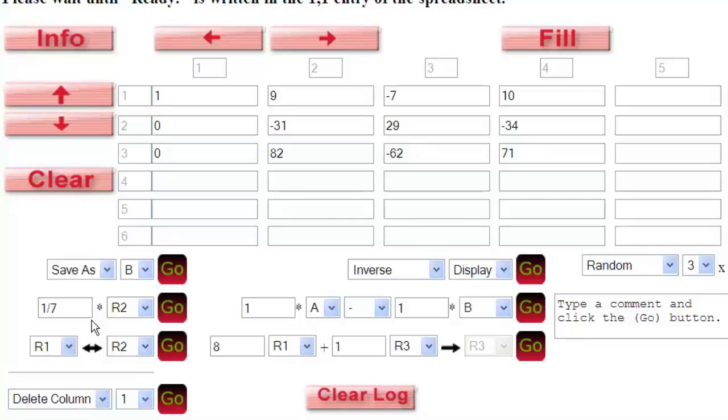So I am going to take the element in row 2, and I'm going to multiply it by a negative 1 over 31. And that should give me a positive 1 in that location. If I say go, that indeed does. I'm now going to save that so I can go back to it.